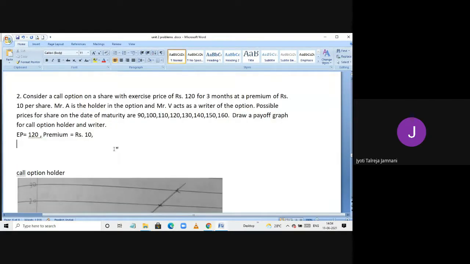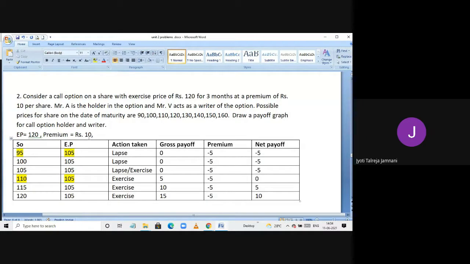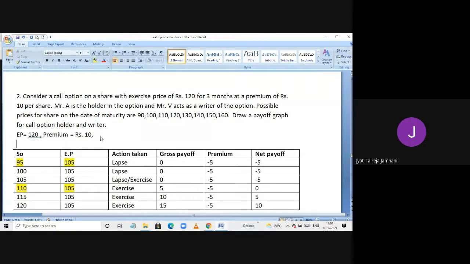Let's draw the payoff table first. Payoff table for Mr. A, the option holder. If he is a holder, what should I do? S naught minus E.